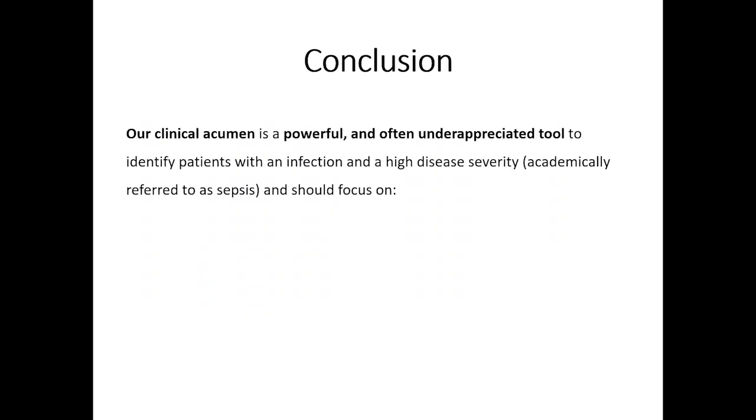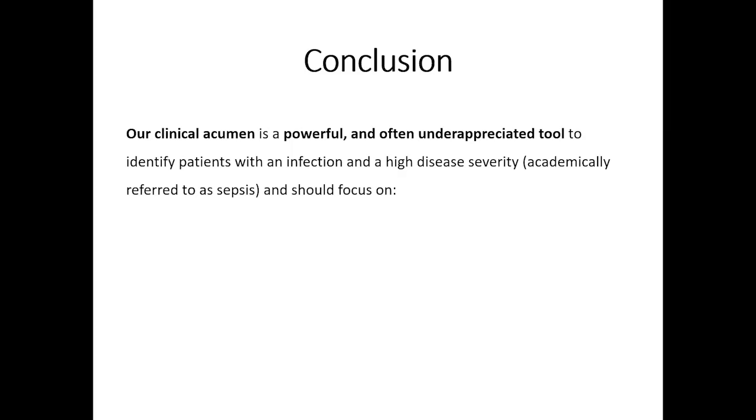So in conclusion, our clinical acumen is a very powerful and often underappreciated tool to identify patients with an infection and a high disease severity, which might academically be referred to as sepsis, but this is not the only patient population we are looking at. We want to identify every patient with infection and an increased disease severity, no matter whether this patient fulfills academic criteria of sepsis or not.